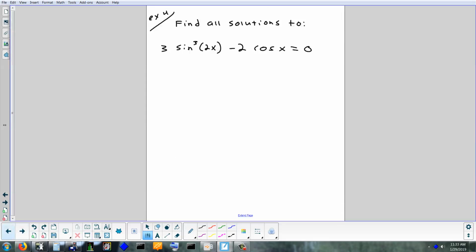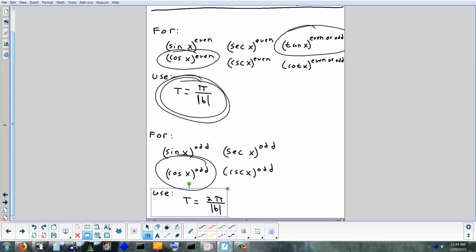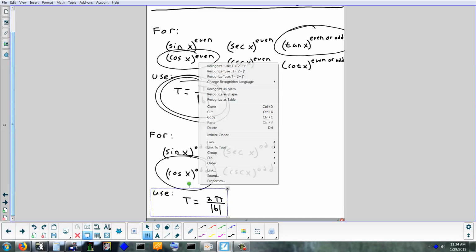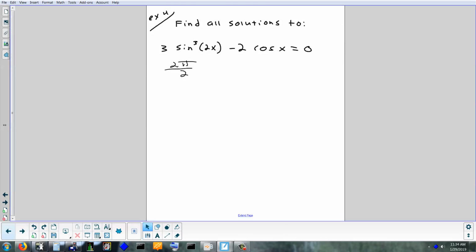Okay, so let's look at the first one. Sine to an odd power, and what number is in front of x? Yeah. 2. Sine to an odd, and b is 2. What formula do I use when it's sine to an odd? Top one or bottom one? The bottom one. There's your formula right there. 2 pi over b. 2 pi over 2. So what's the period of sine cubed 2x? Pi. There's two things there that are altering the period. The cube and the 2 in front of the x. And we took into account both of them. So the period of that is pi.